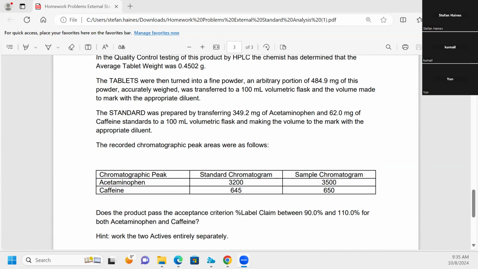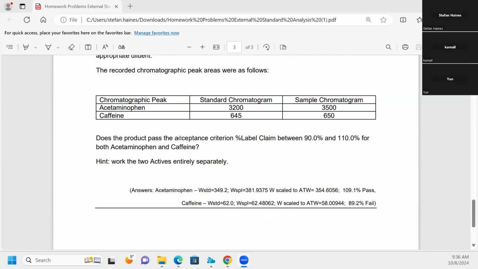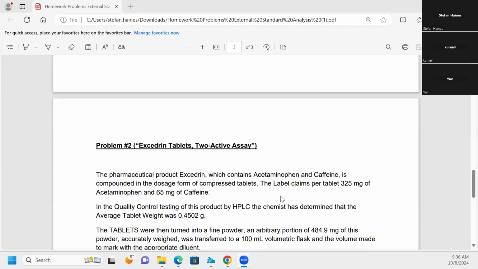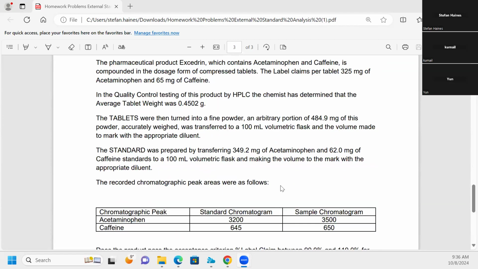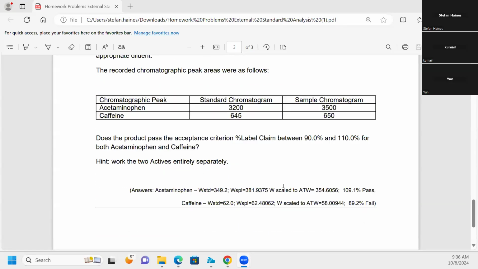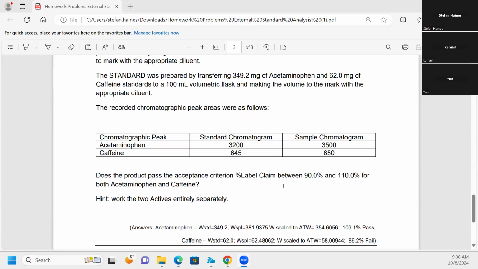When I write those ones out, at least for one of them, scale to ATW. That means scale to ATW.